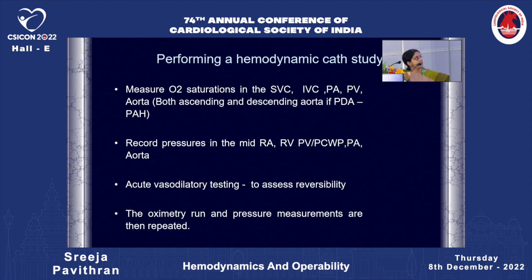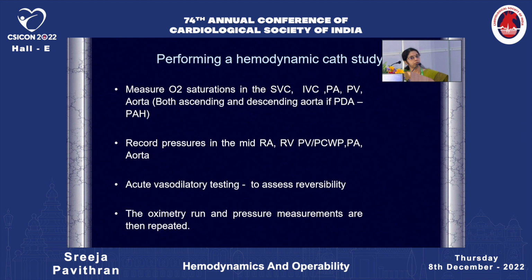So how do we do it? We measure the saturation sequentially in the SVC, IVC, pulmonary artery, pulmonary vein, aorta. If it's a PDA, both ascending aorta and descending aorta. Then record the pressures in the mid-lateral right atrium, right ventricle, pulmonary vein or pulmonary capillary wedge pressure if the IAS is intact, pulmonary artery and aorta.